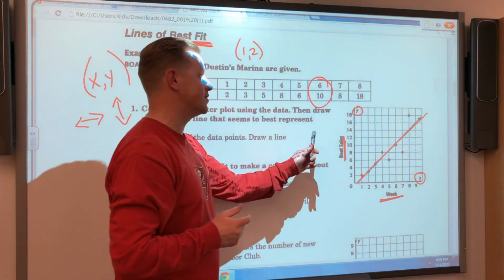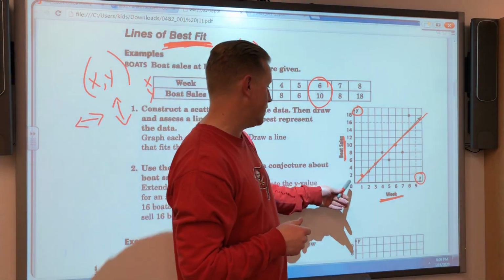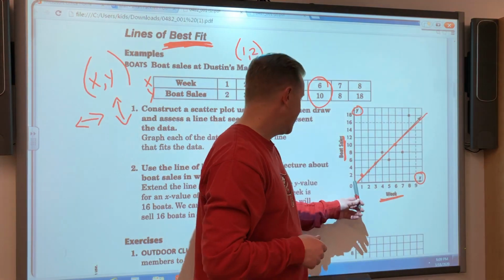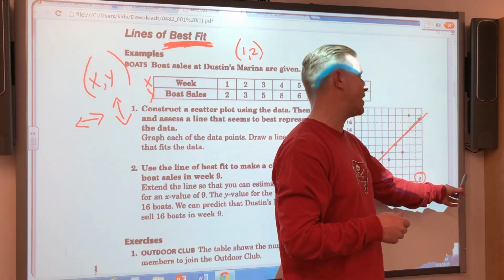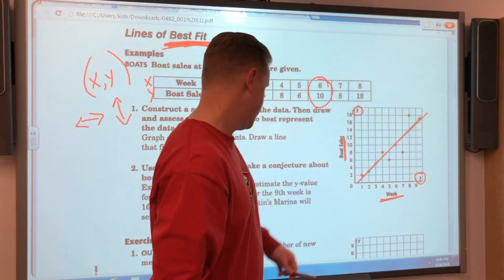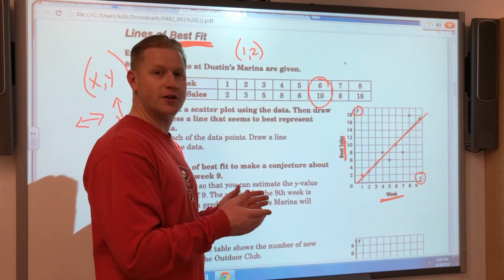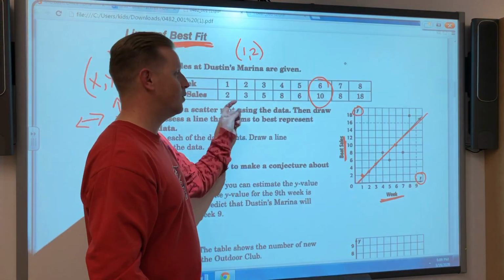It is not asking us to interpret this data at the moment. If we were, we could roughly interpret how many boats Dustin's Marina would roughly sell over X amount of weeks, and there's a formula to do that. They're not asking us that. Look at the graph, interpret the data. What are they asking of you?